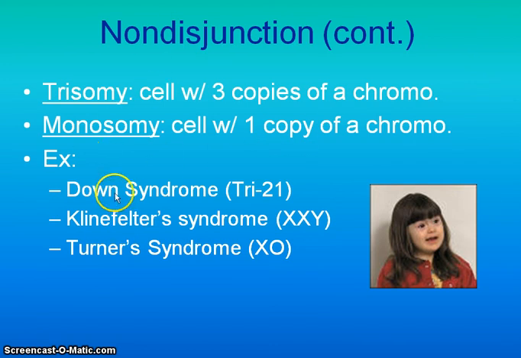And then these are all some disorders that could happen with non-disjunction. You could have Down syndrome, which we've talked about before, which is trisomy 21. So there are 3 copies of your number 21 chromosome. Klinefelter syndrome, which is when you have 2 X's and a Y chromosome. And then Turner syndrome is a monosomy. That's where you have an X, and that's it. There's no other X, there's no other Y.